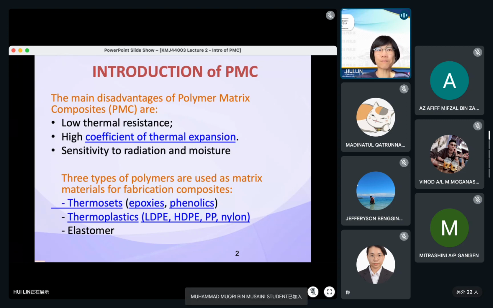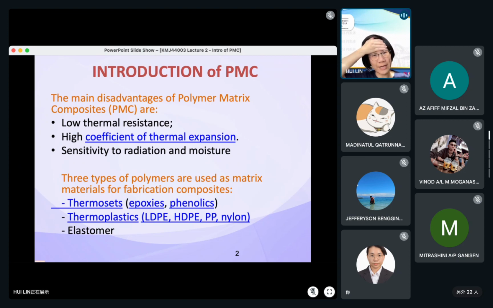However, we can still improve the thermal resistance of the polymer by incorporating particles or materials which have high thermal stability, for example inorganic materials. So it becomes organic-inorganic.